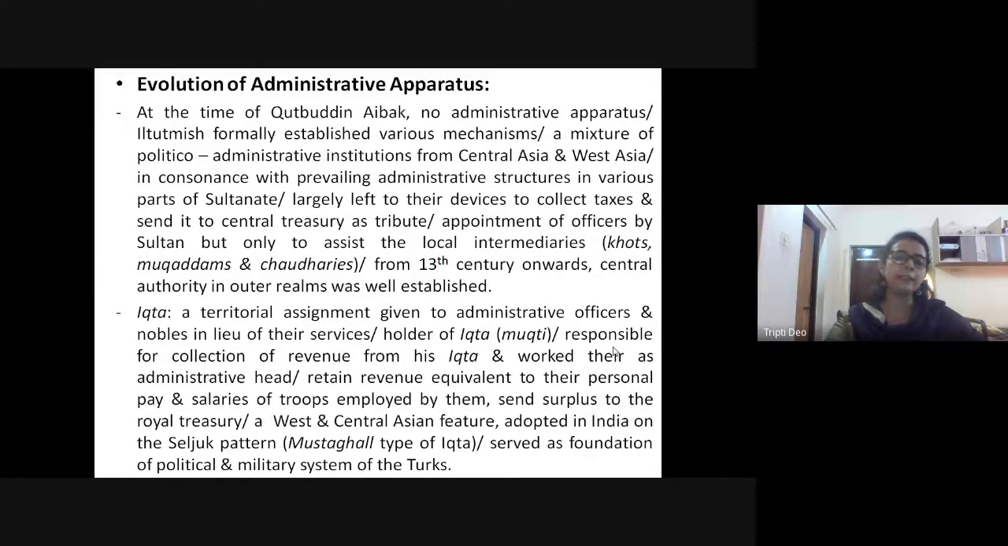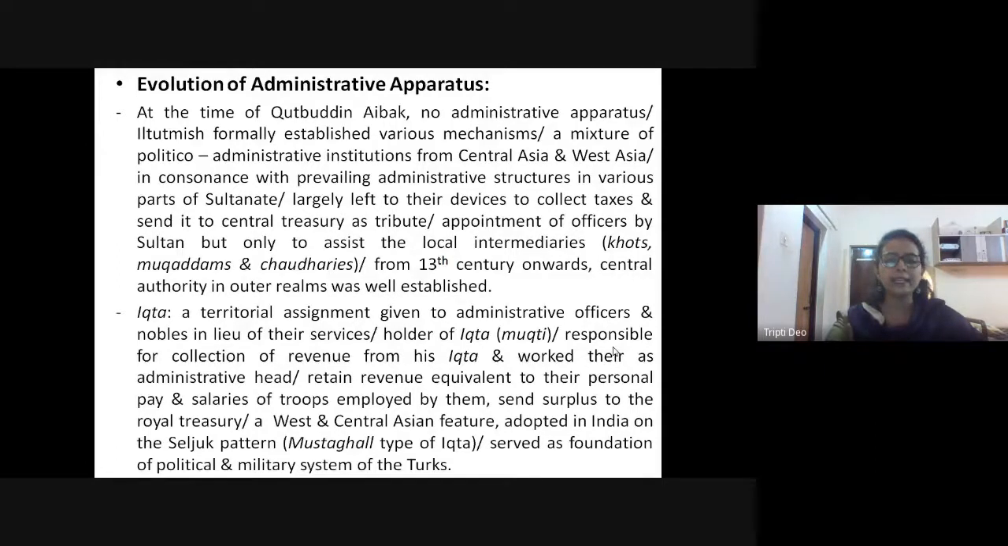Please also remember that not everything from the Central Asian and West Asian traditions was put into practice in the Delhi Sultanate. Whatever was already existing locally in different parts of the Delhi Sultanate was maintained. And that was integrated with the traditions of Central Asia and West Asia that the Delhi Sultans were more familiar with and brought with them. So there was an amalgamation, a mixture of the local administrative traditions and those from Central and West Asia, in consonance with the prevailing administrative structures in various parts of the Sultanate. Largely they were left to their devices to collect taxes and send them to the central treasury as tribute.